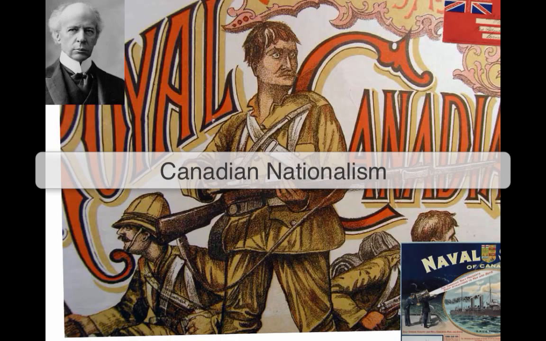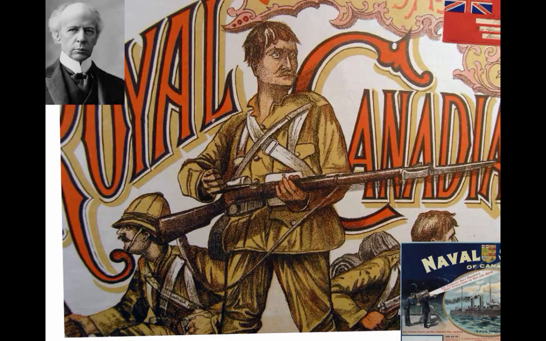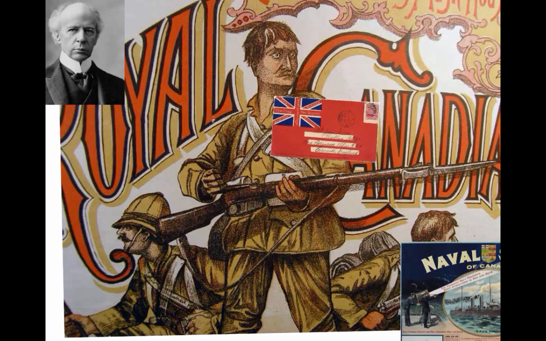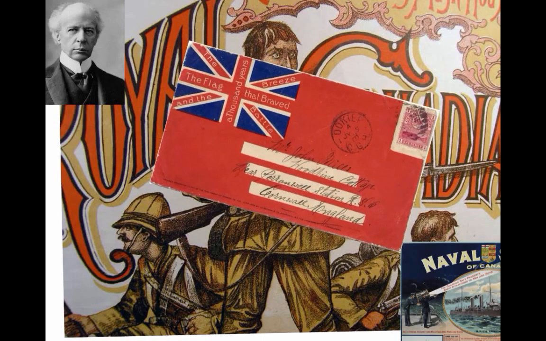The second current of thought is Canadian nationalism, and this one here is really directly related to imperialism. Canadian nationalism at the time is defined by its link to Britain. So as you see, this envelope here is a Canadian envelope, and it basically is the Canadian flag, the red ensign, right, with the British Union Jack in the corner.